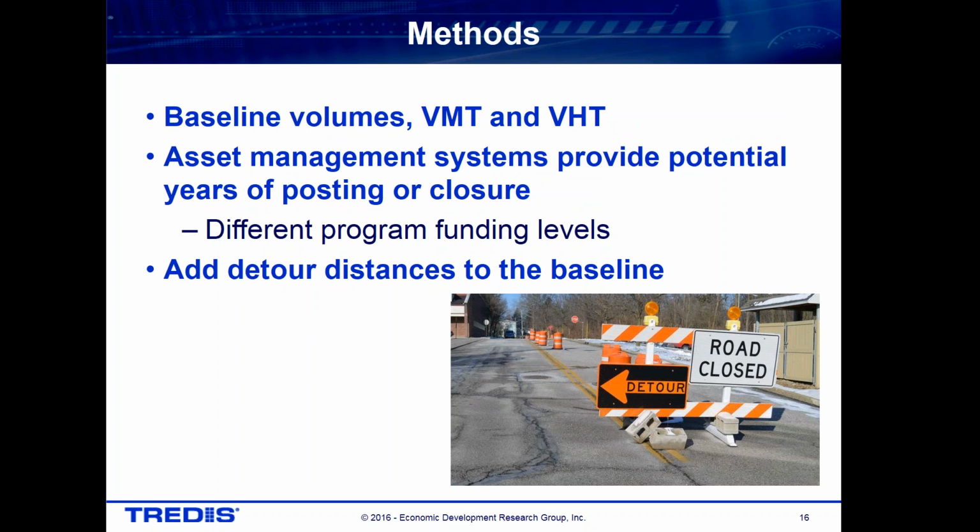There are several steps in the process of using TREDIS to assess preservation programs. First, we recommend you establish baseline volumes, VMT and VHT on the system. Then determine when diversions may occur under different funding levels tested by the asset management system. Also identify the characteristics of possible detours, especially the distance that vehicles would have to travel if a facility was not available. Add or remove these detour distances from the baseline to construct two cases for scenario analysis.